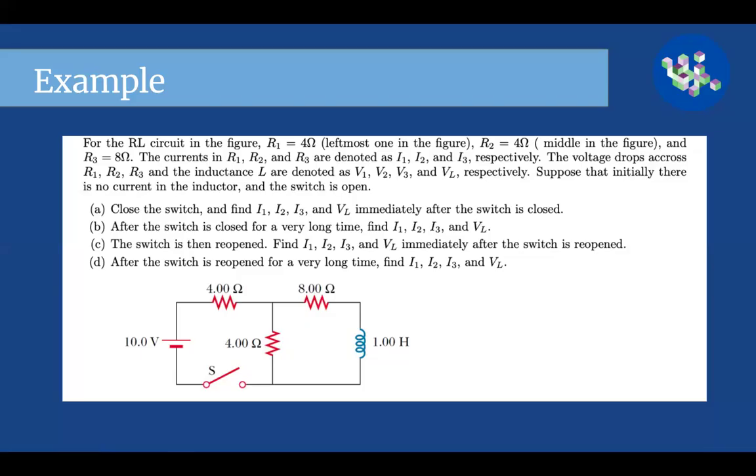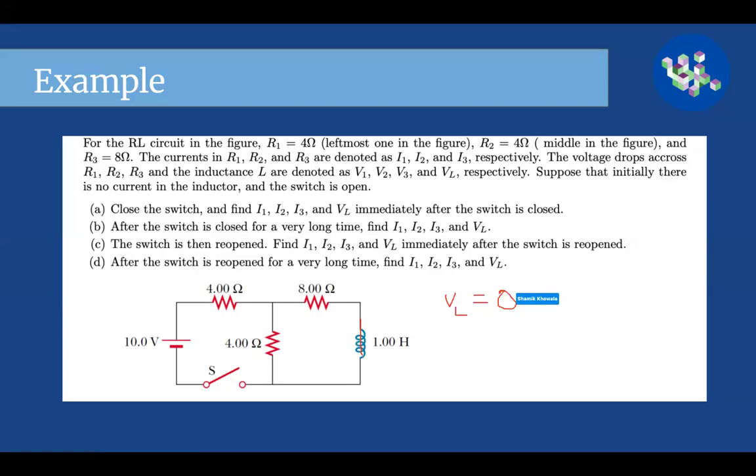Okay, so for part B, the switch is closed and we wait a long time. After a long time, if you remember what I said, the inductor just acts like a wire. So VL will equal 0. It's just a wire, so we can basically ignore it.